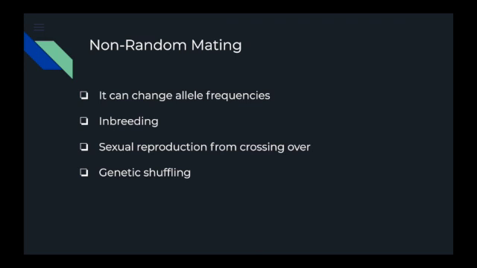In animals, non-random mating can change allele frequencies, as the choice of mates is often an important part of behavior. Many plants self-pollinate, which is also a form of non-random mating. Sexual reproduction results in variations of traits in offspring as a result of crossing over, meiosis, and mutations. Genetic shuffling is a source of variation.